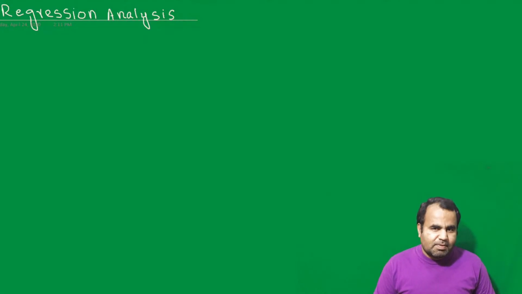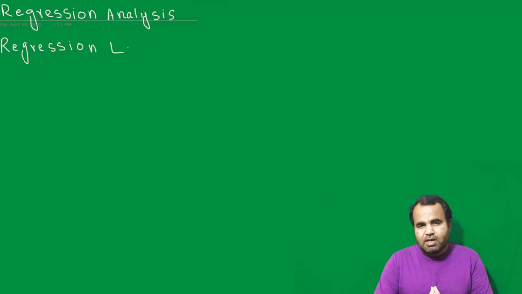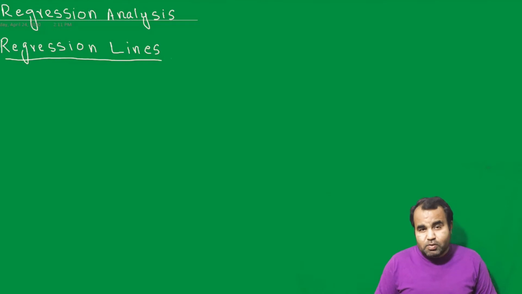Now we discuss regressions. What are regression lines? The line y on x and the line x on y. What does it mean by the regression line y on x and x on y? Let me define it, check on the screen, just like we are explaining.